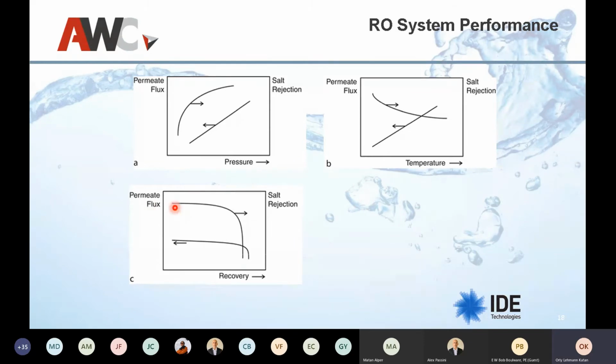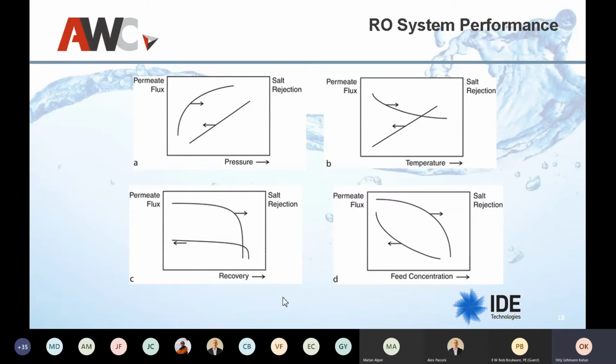And then recovery, for the most part, is not really affecting our permeate flux and salt rejection. And feed concentration is going to basically, the saltier the water, then the lower the flux and the lower the salt rejection, of course.